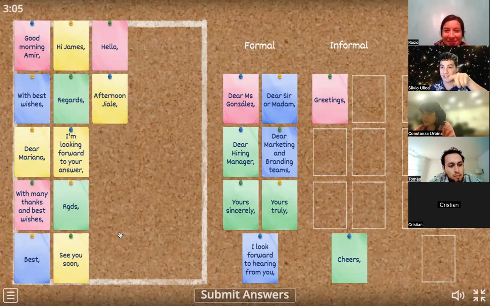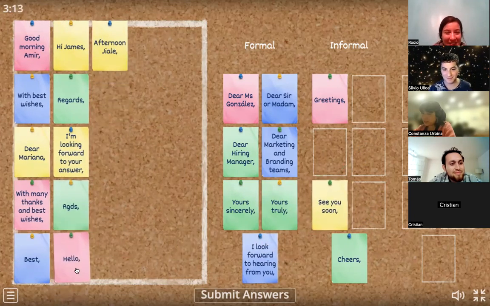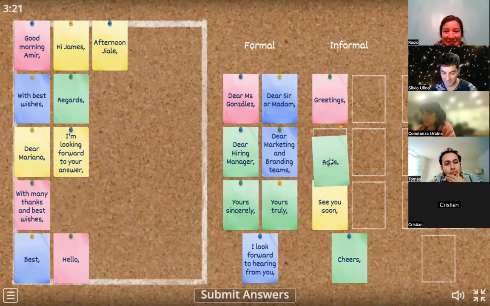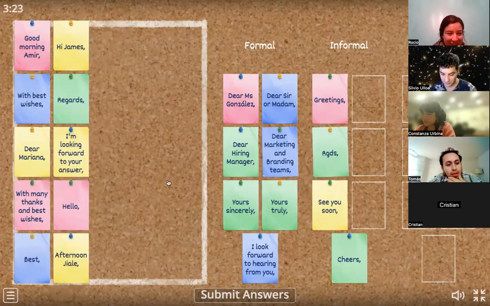But I have the ticket. Yeah, I have the ticket too. See you soon. Okay, yeah, you're right. And where is it? There it is. Yeah, see you soon. Yes, it's informal. And regards. My bad. Regards, RGDS. Regards, but abbreviated. Okay. Very good.